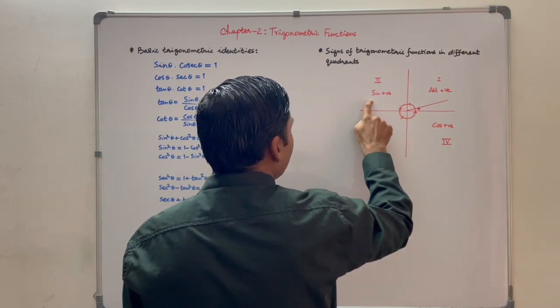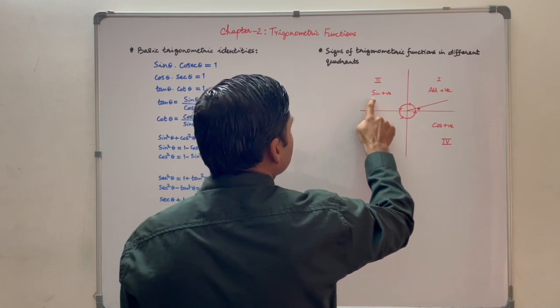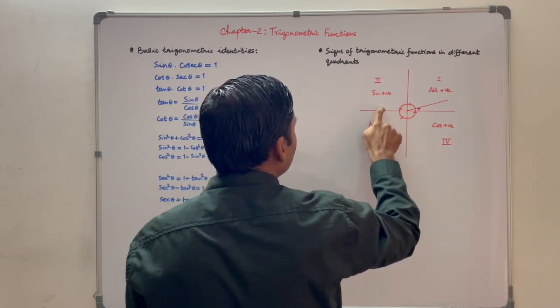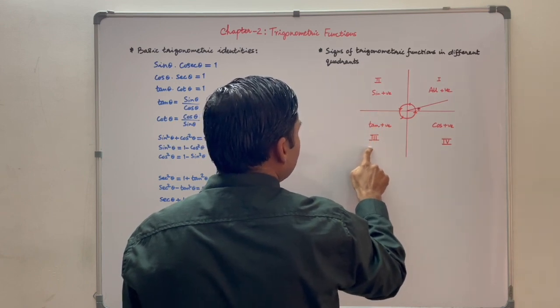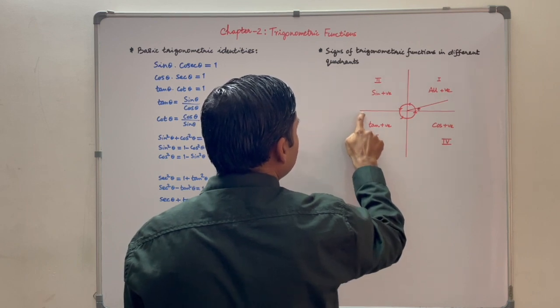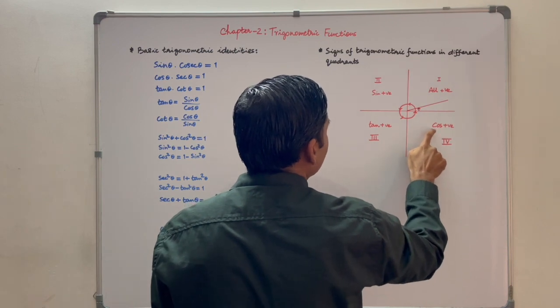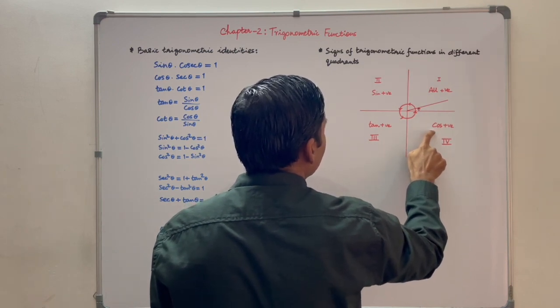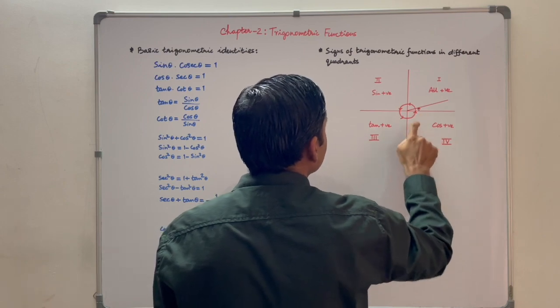In second quadrant, only sin theta and cosec theta will have positive values, where theta lies between 90 degrees to 180 degrees. In third quadrant, only tan theta and cot theta will have positive values, where theta lies between 180 degrees to 270 degrees. In fourth quadrant, only cos theta and sec theta will have positive values, where theta lies between 270 degrees to 360 degrees.